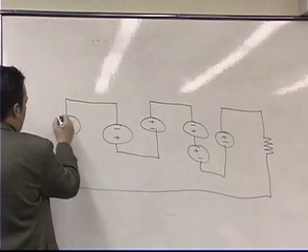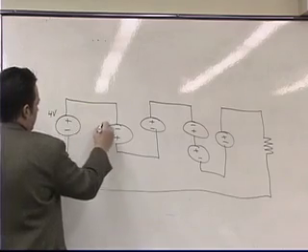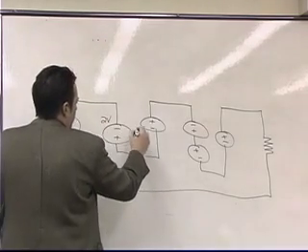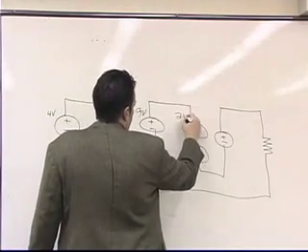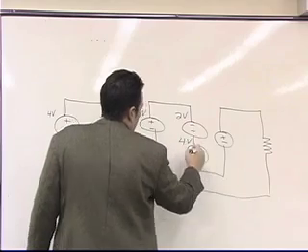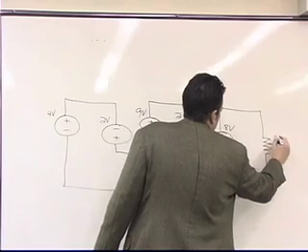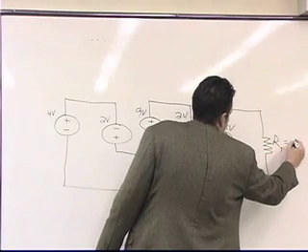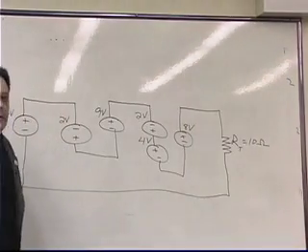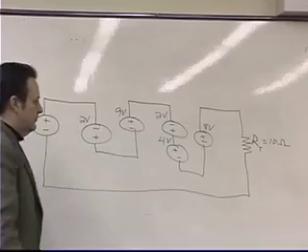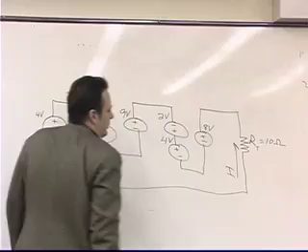So let's just say that this guy was 4 volts, this guy was 2 volts, this guy was 9 volts, this guy was 2 volts, 4 volts, 8 volts, and the resistance was equal to 10 ohms. And the only thing that I want to know is how much current is flowing through that load right there.